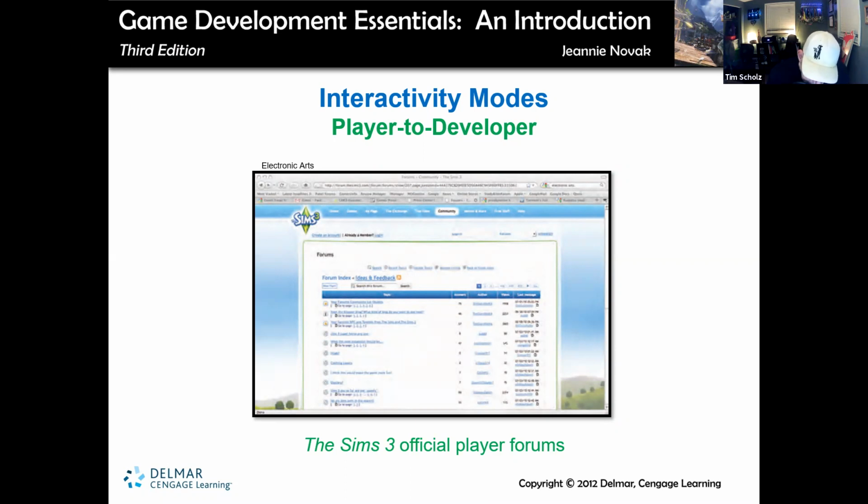And it's just further adding to the depth of the game. There's a lot of games that have interactivity like this. There's some that don't have any. But this is just another way to broaden the reach of interactivity regarding the game.